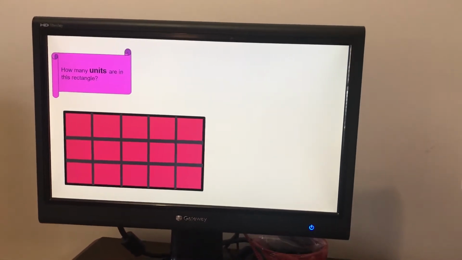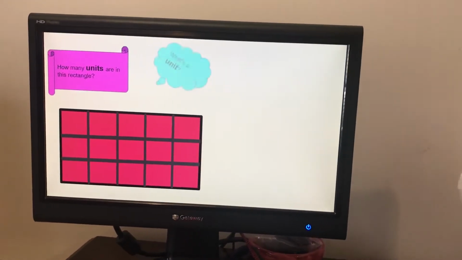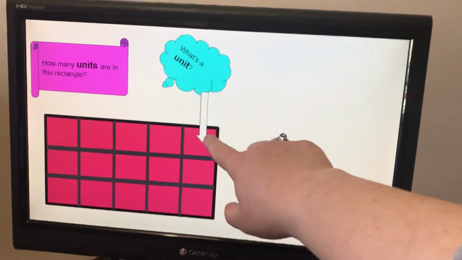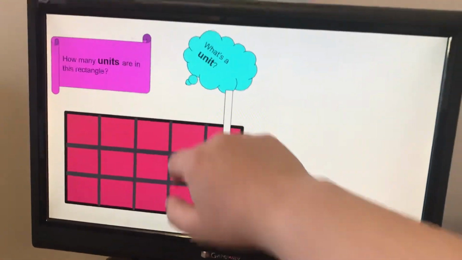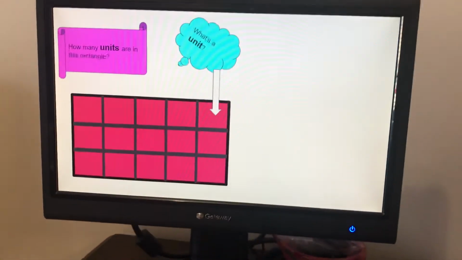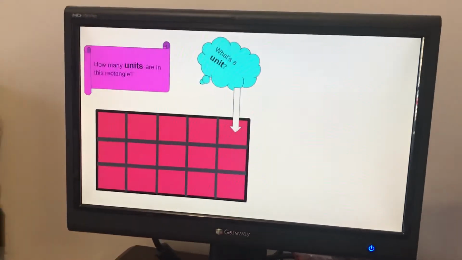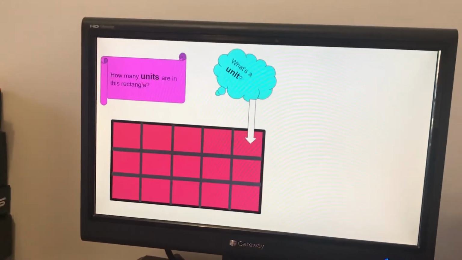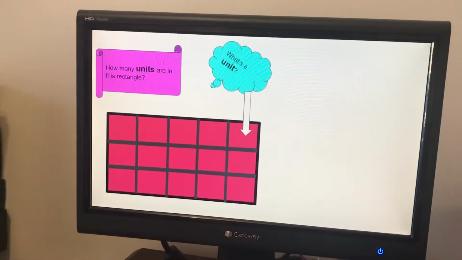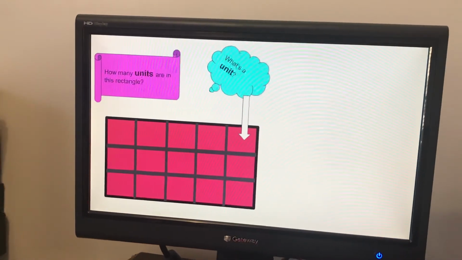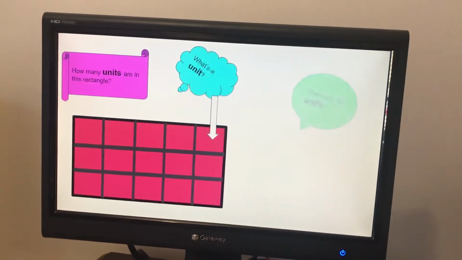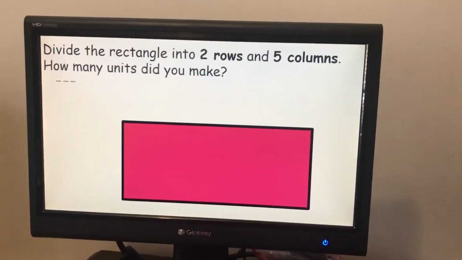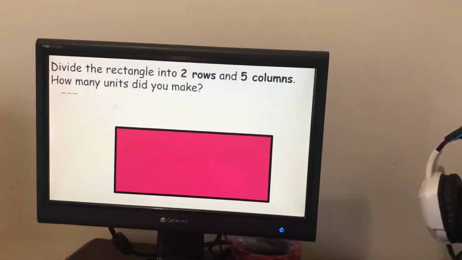Now, how many units are in this rectangle? Again, what's a unit? Well, this little square right here is a unit. These all are the units. So, count how many squares or how many units are in this rectangle. There are 15 units.